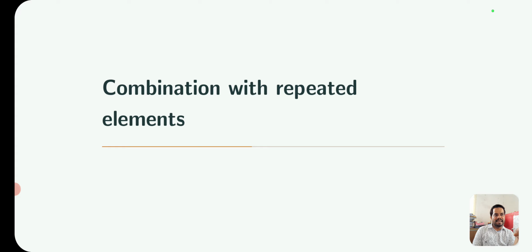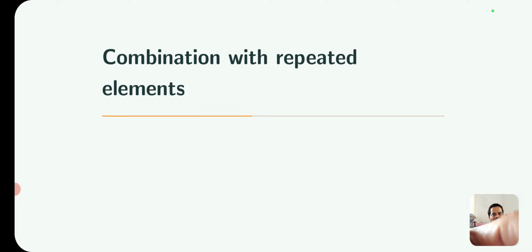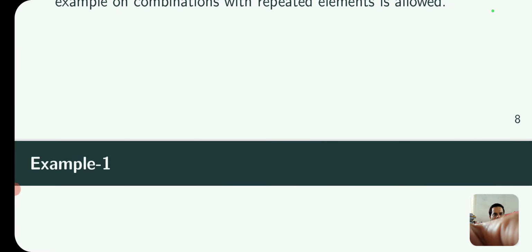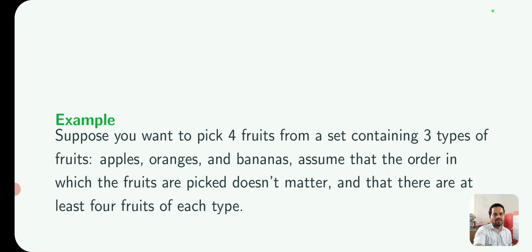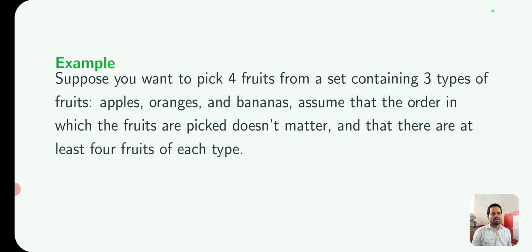Yes, but each element can appear multiple times in the combination. So let us see the following examples of a combination where repeated elements are allowed. So this is the example. Suppose you want to pick 4 fruits from a set containing 3 types of fruits: apples, oranges and bananas.